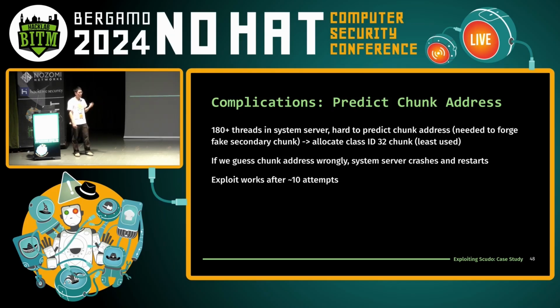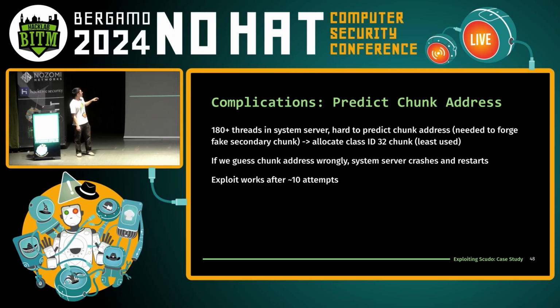One, if you incorrectly guess the chunk address, so the address where read native handle allocates its chunk, your checksum is going to be wrong, and Scudo will abort the process. When Scudo aborts the process, the system server crashes, but it'll be restarted by the Android init process. So if you fail, you get another attempt. And actually, if you fail and the system server reboots and you try again right away, the heap state is in a much more predictable state.